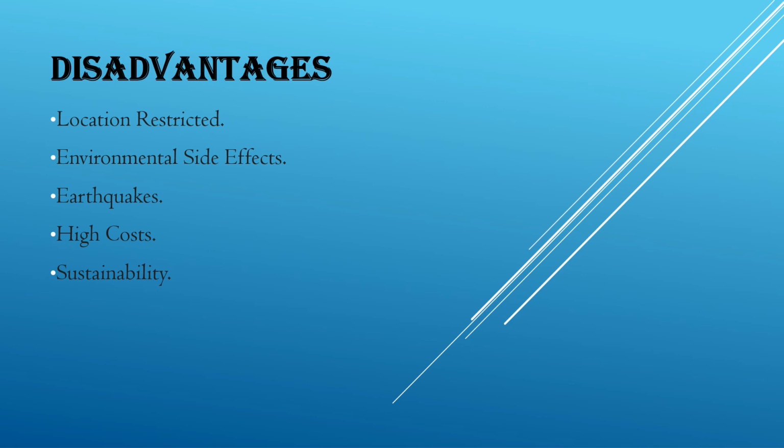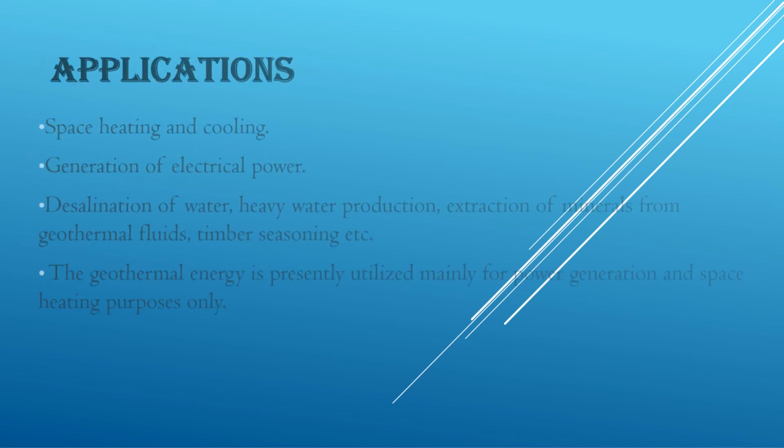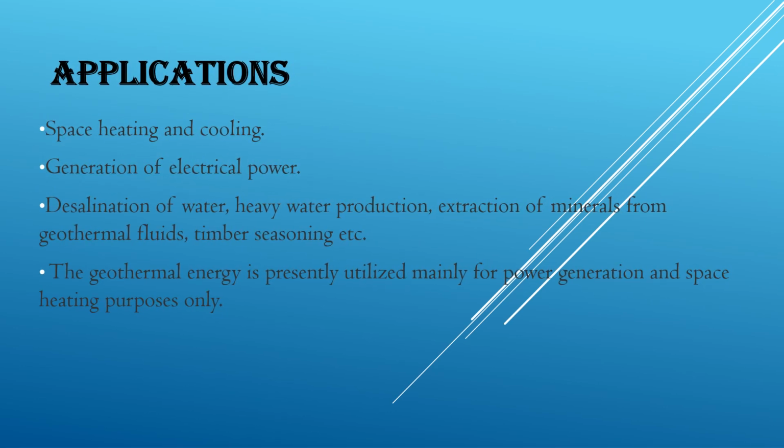Then let us discuss the applications. This is space heating as well as cooling, and it is used in the generation of electric power. Electric production generates electricity from the Earth's heat. Then heat pumps use the Earth's shallow ground temperature for heating as well as cooling. Then direct use produces heat directly from the hot water within the earth.